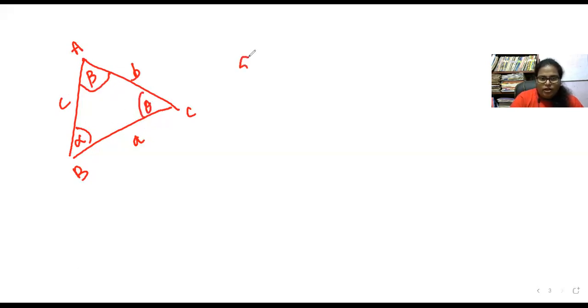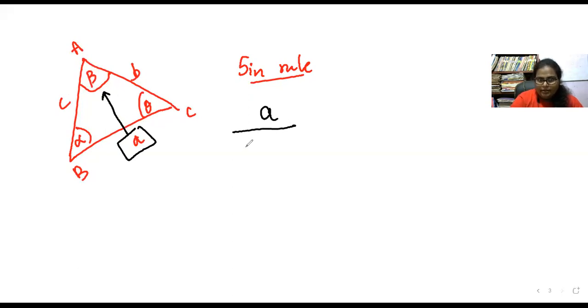So the formula for the sine rule is, if you take this side, a, divide by the opposite angle of this side. What is the opposite angle for this one? Beta, right? So it should be sine beta, right? Is it clear for you?